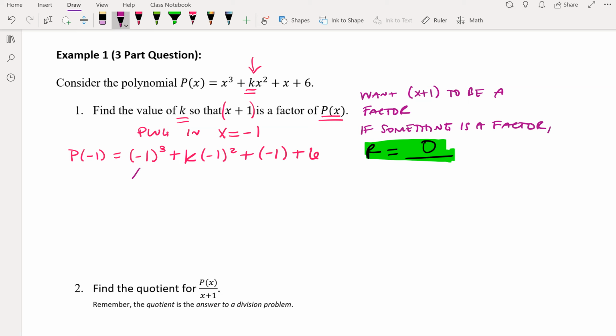So let's just break this down. -1 cubed is -1 times -1 times -1. This turns into +1, but we still have times -1. So it equals -1. Anytime you have a negative to an odd power, it's going to come out to be a negative still. So -1 cubed is -1. I'm going to erase all this and put -1.